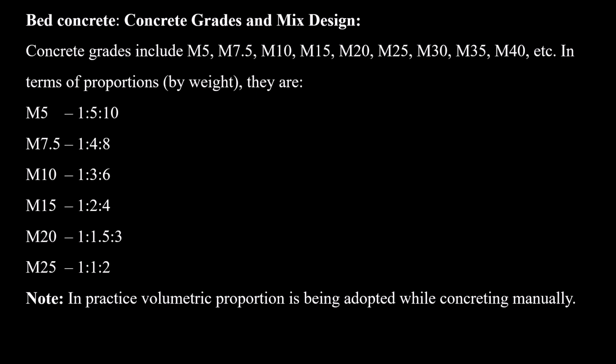What do these grades mean? M5 means concrete giving a strength of 5 newtons per mm square after 28 days of curing. Similarly, M7.5 is 7.5 newtons per mm square. Likewise, M40, that is 40 newtons per mm square, is the crushing strength of the concrete after 28 days of curing. As the grade increases, the crushing strength of the concrete also increases.